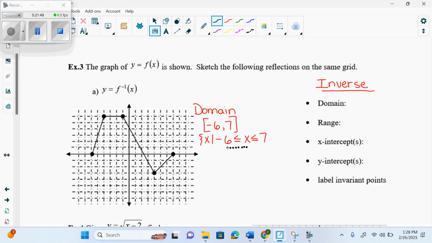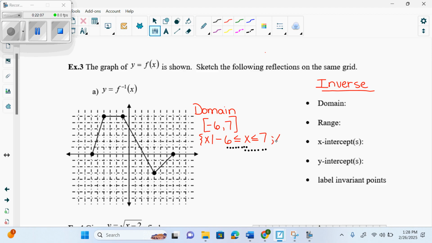Does it matter if it's reversed, if it's still the same thing? Like if I put 7 is greater than or equal to x, or just x greater than or equal to negative 6? Always low to high. Yeah. And then this one is x is less than or equal to 7 because it's closed to it, right?